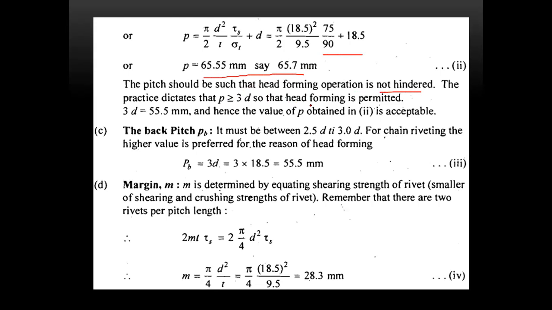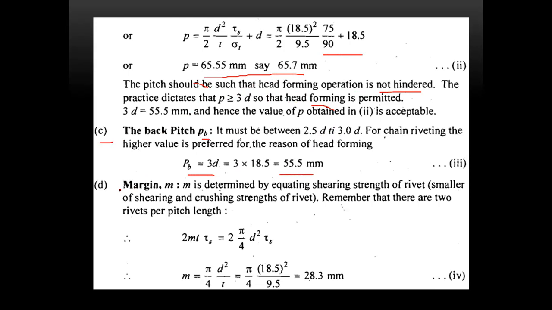These practice steps are not required. If it comes in the exams, just find the p value and leave it. Next, C and D, we have to find PB, the back pitch. The back pitch is between 2.5D to 3D. Therefore, PB is equal to 3D, and substituting, it is equal to 55.5 mm.